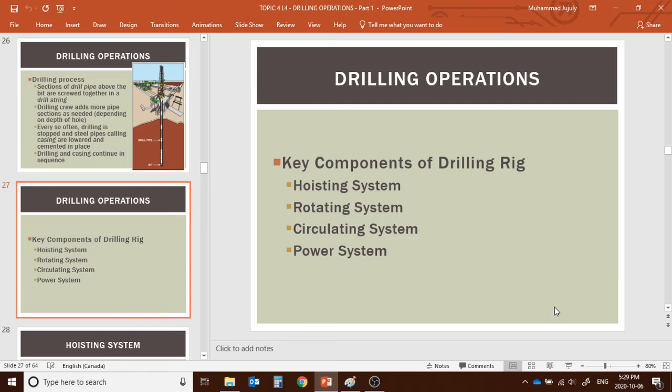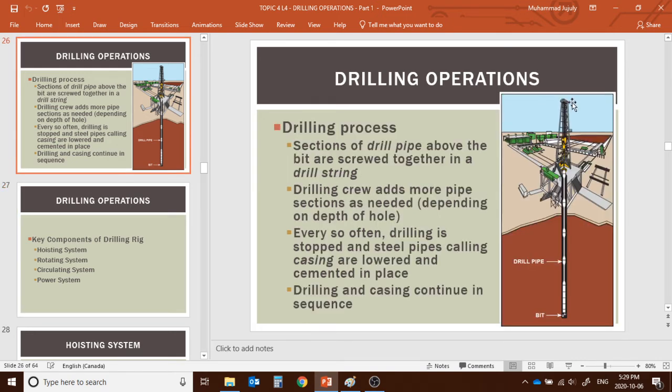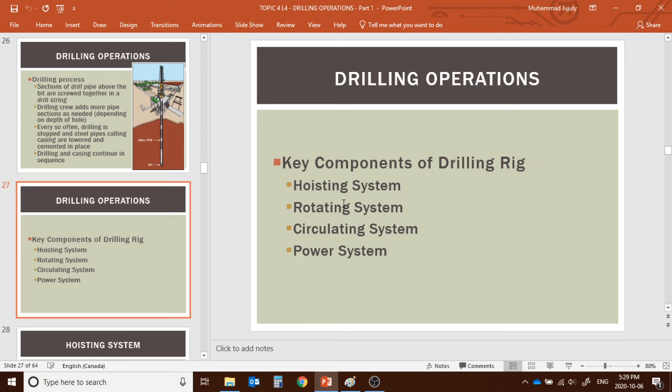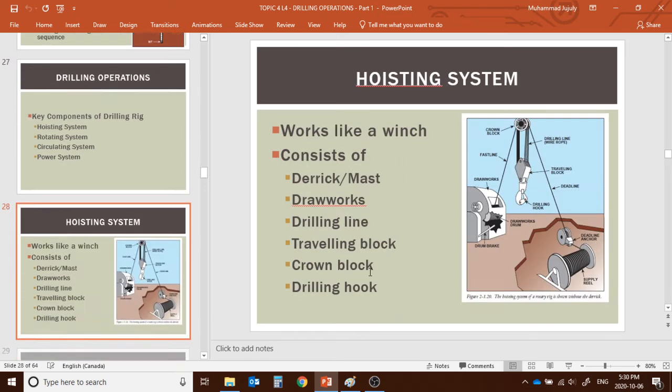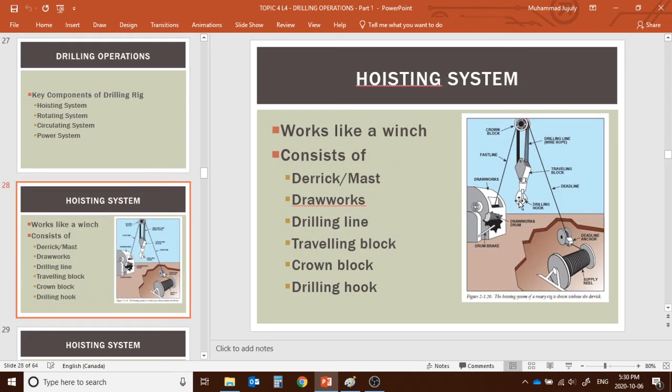So what are the key components of the drilling rig? There are four components: the hoisting system, the rotating system, the circulating system, and the power system. Let's talk about the hoisting system first. As I said, it is the structure: the derrick, the drill line, traveling blocks, crown blocks, and drilling hooks. All these are part of the hoisting system.